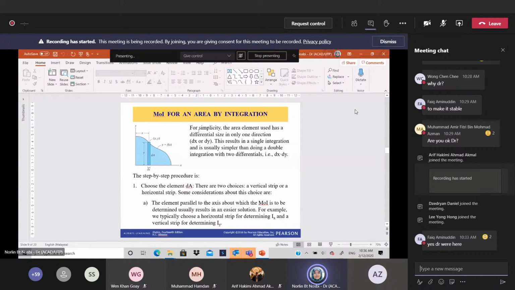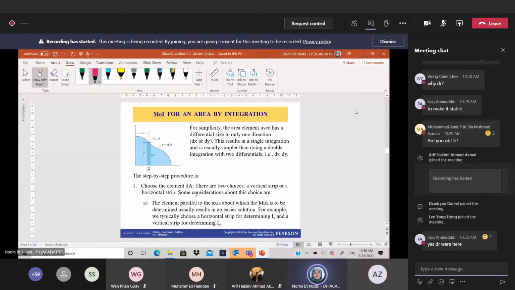Okay, this is the important thing that you all need to look at. For horizontal, it is for determining Ix. So horizontal is for Ix, and then vertical is for Iy. You have to choose. First step, you need to choose vertical or horizontal. And then the next step.